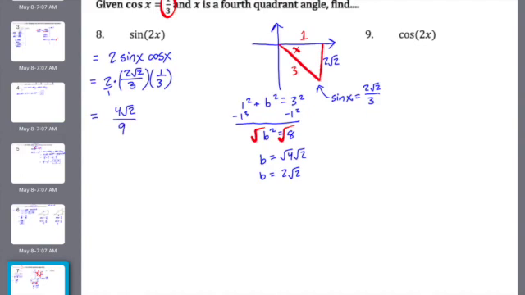And I'm noticing that I forgot something very important here. Since we're in the 4th quadrant, this should actually be a negative 2 root 2, so my sine value should actually be negative. So let me just add that on here.